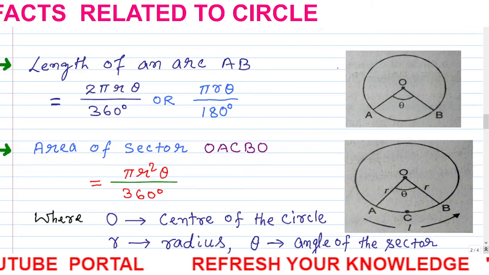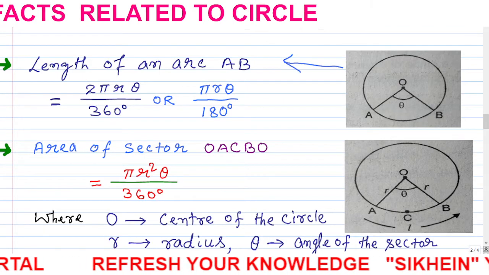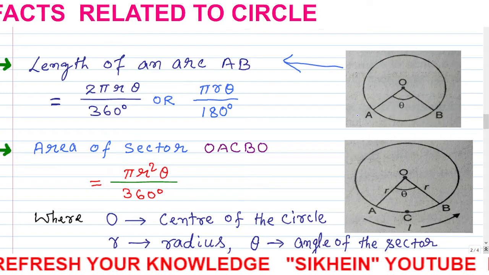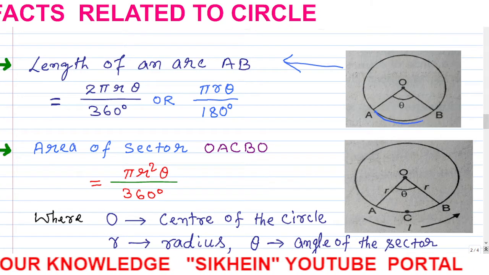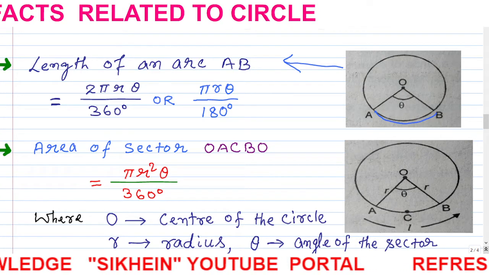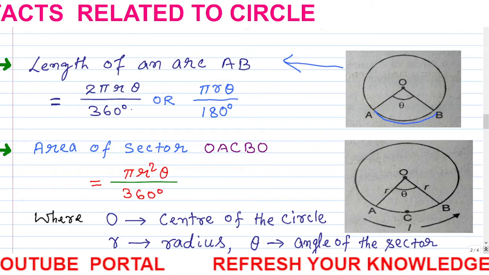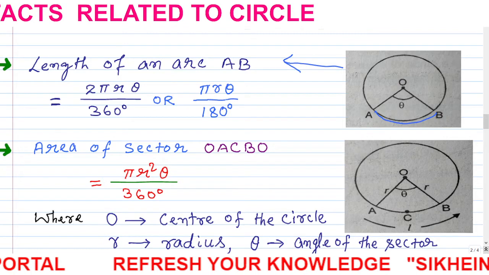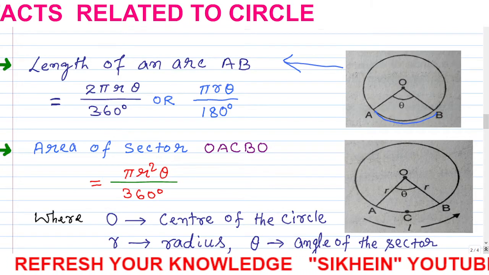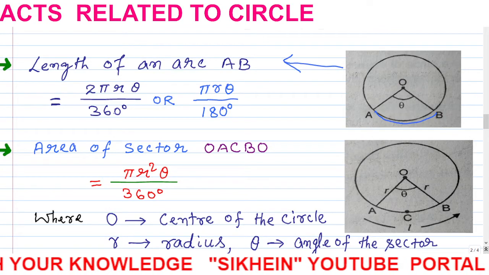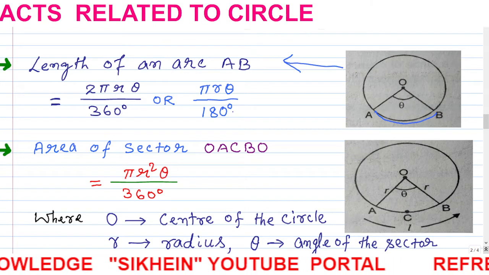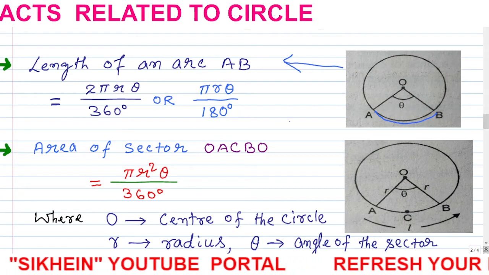In this figure, the length of an arc AB is equal to 2 pi r theta by 360 degrees, or we can write pi r theta by 180 degrees, by cancelling 360 degrees by 180 degrees.